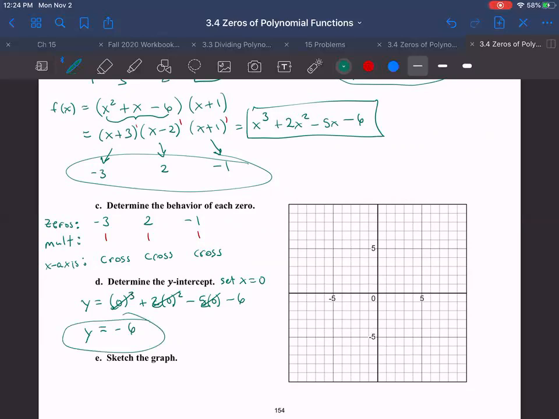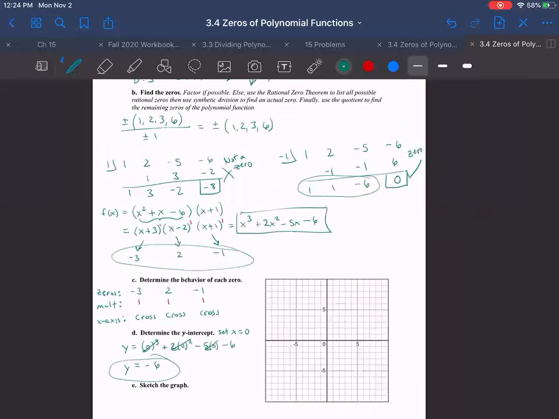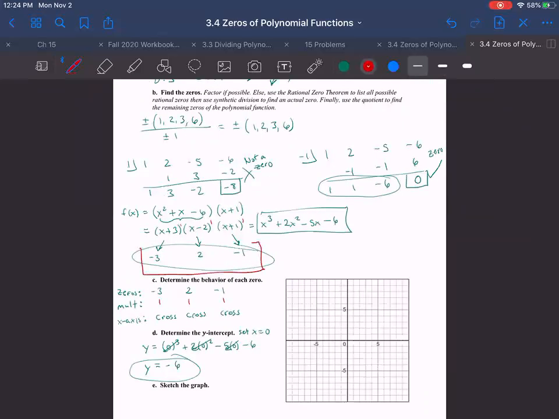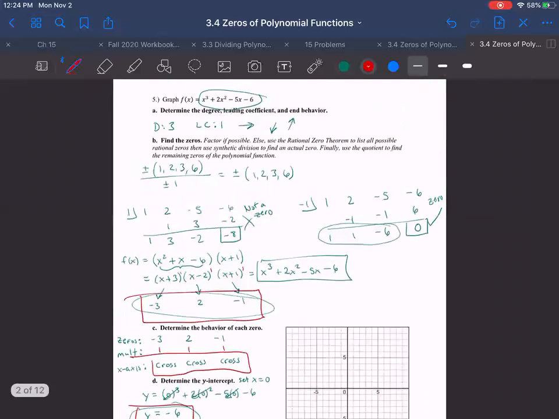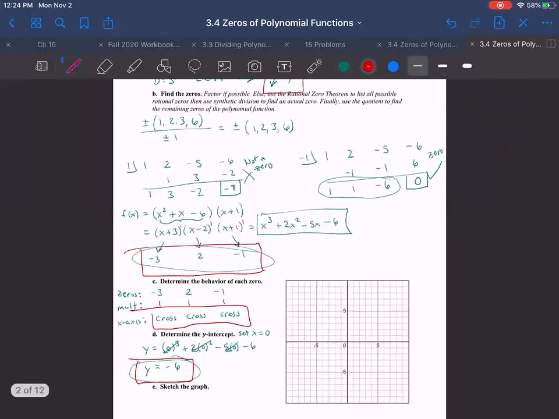So now we have all of our x-intercepts, -3, 2, and -1, and we have our y-intercept. And so the last thing we have to do then is put all of these bits of information together. So our intercepts, what they do across on those intercepts, and our end behavior. So we're going to put all that together. So first, let's start with the end behavior. So the end behavior is that it's going to be going down over here, and it's going to be going up over here.